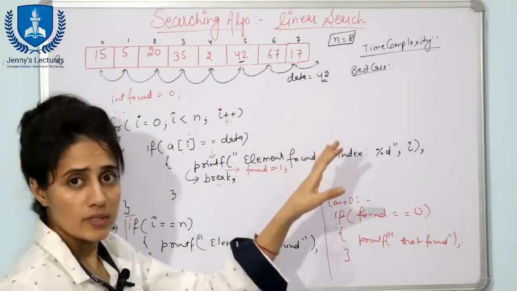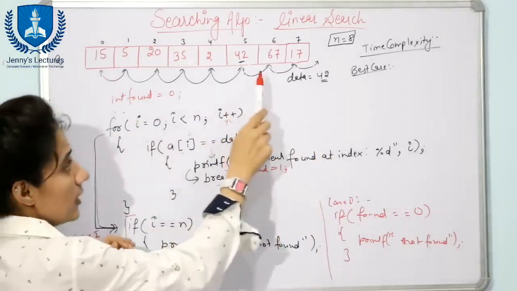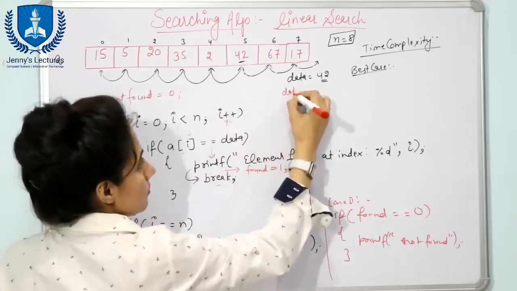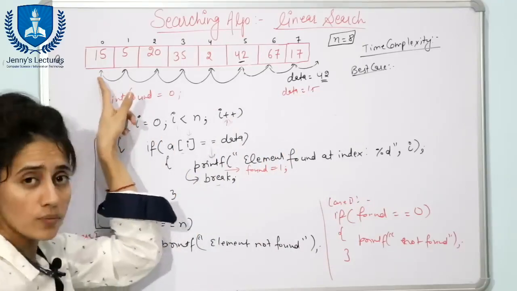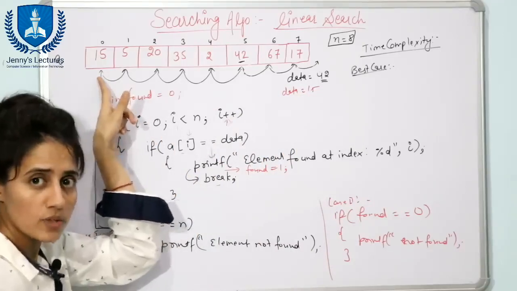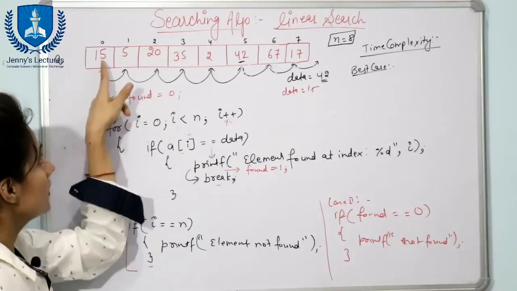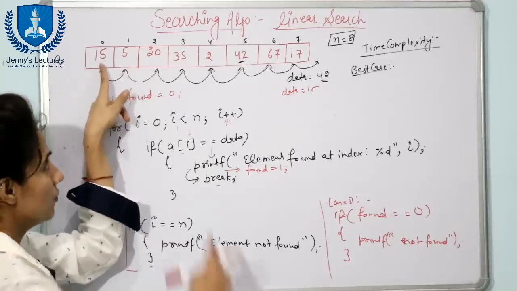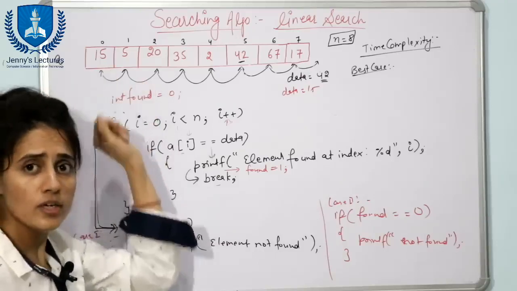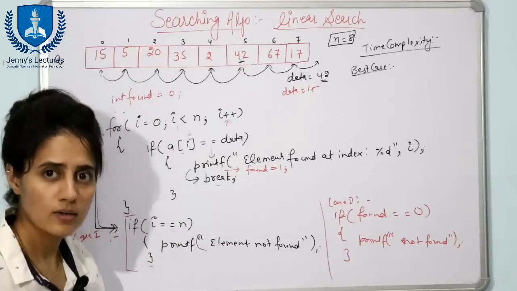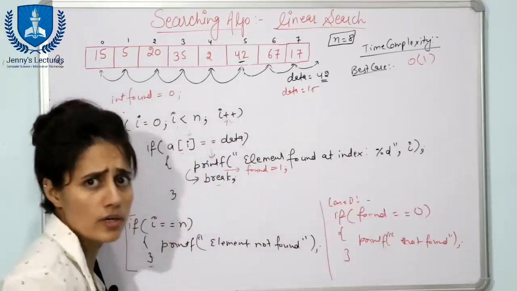So now what is the time complexity? First of all, we are going to check the best case. Suppose this is our array and you want to find the data 15. In linear search, we start from the initial point of the array, from the 0th index. At the 0th index, we have the value 15. Is 15 equal to this data? Yes, it means in one comparison only you have got the data. So in the best case, the time complexity would be order of 1 only.